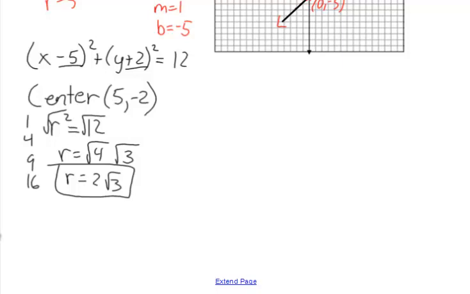So hopefully you're feeling confident with those, and you're going to spend some time studying to get ready for our quiz for this unit.